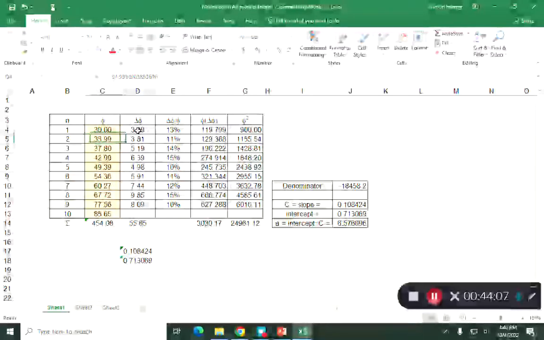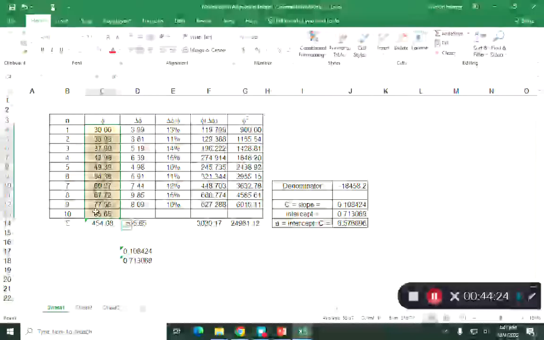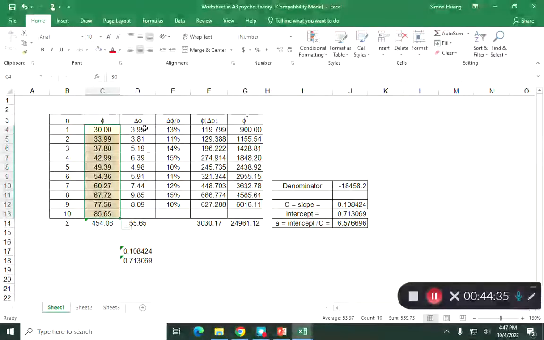So the difference becomes this guy minus this guy. So you do this 10 times. You register 10 times, starting from 30. If you have 10 observations, 10 numbers, you have 9 differences.